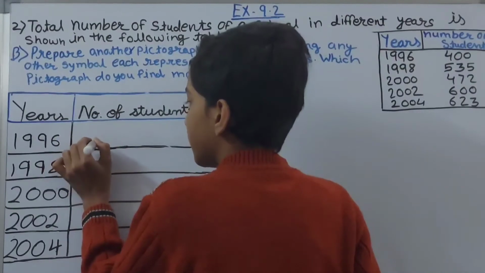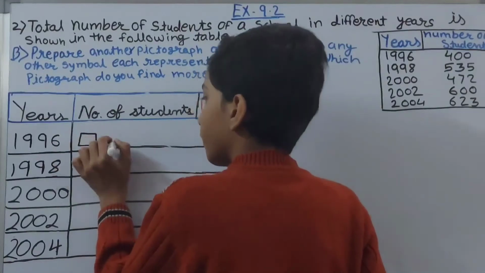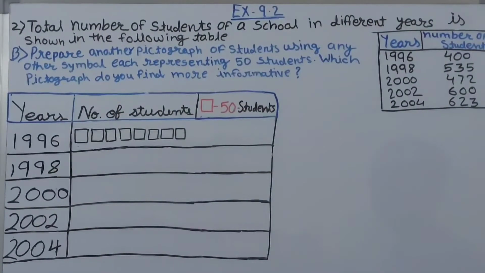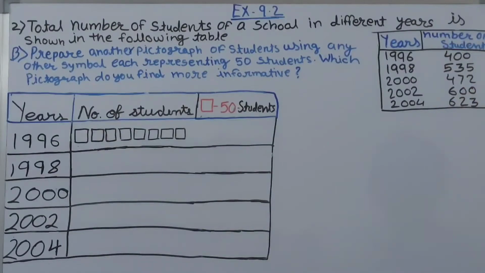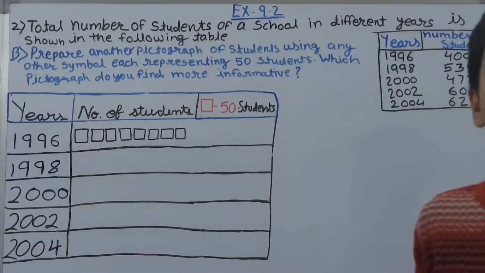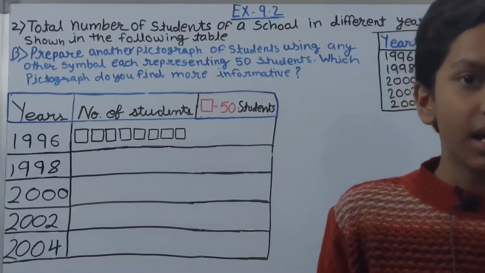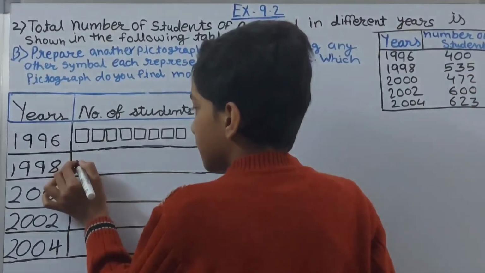So let's start making. Now the next year is 1998, in which there are 535 students. So again over here, 535 divided by 50 will give us, you can see 500, that will give us 10. So first we will be making 10 complete squares, but also the rest 35 will also be there. So we will see what we will do for that. But first let's make the first 10 complete symbols here.